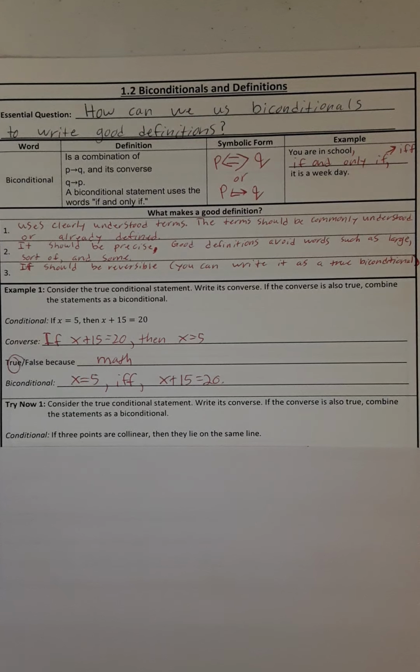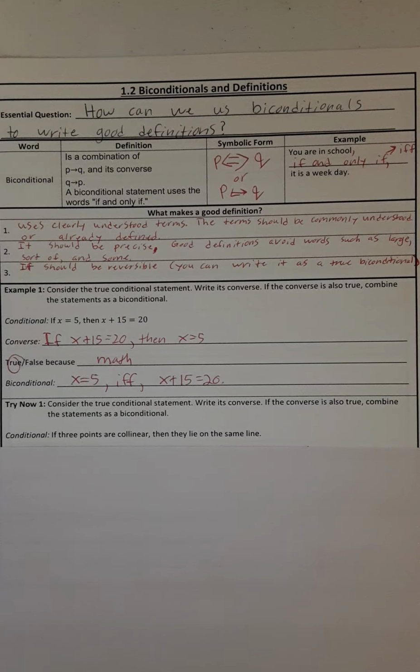Example 2 says, write 2 statements that form the biconditional. So our biconditional is: lines are skew if and only if they are non-coplanar. I can break this up into the original conditional statement and its converse. There's no way to tell which one was the original conditional and which one was the converse. So if you have the same 2 statements but they're flip-flopped, that's fine too.